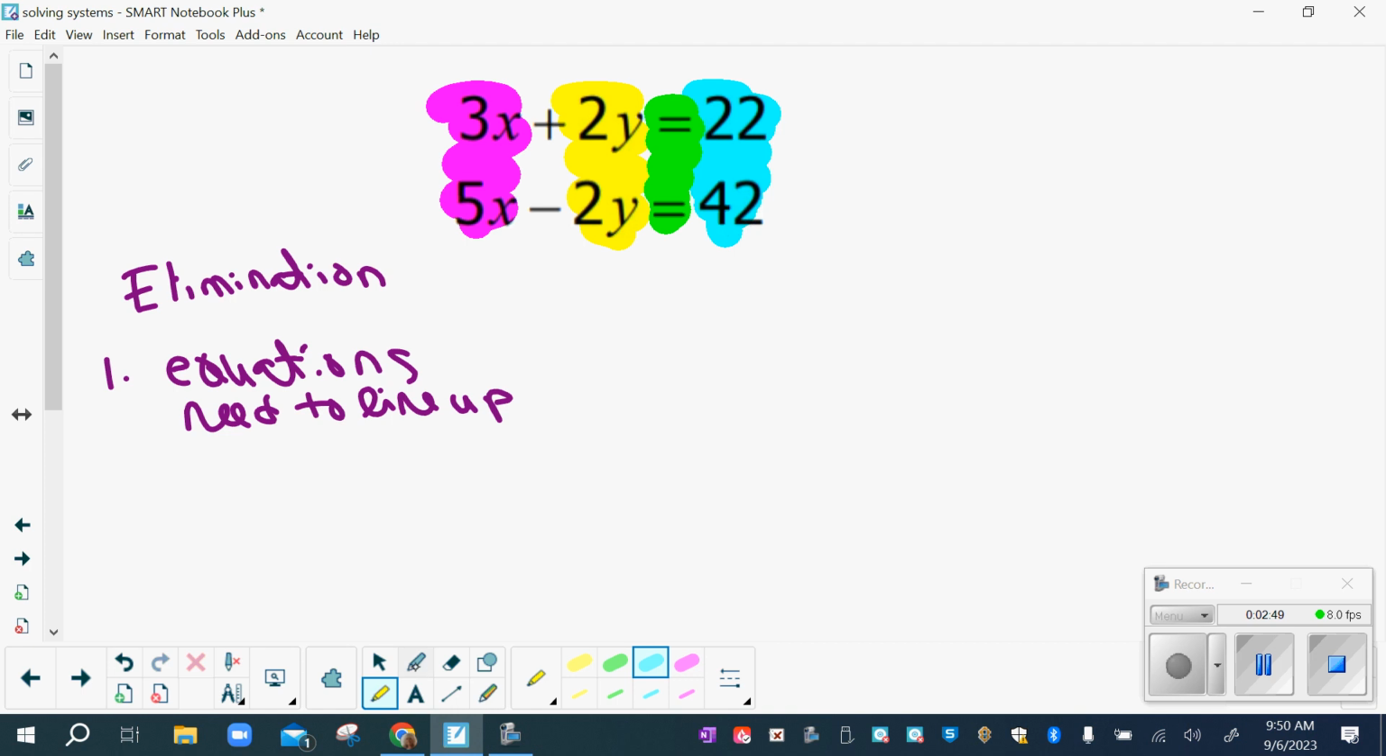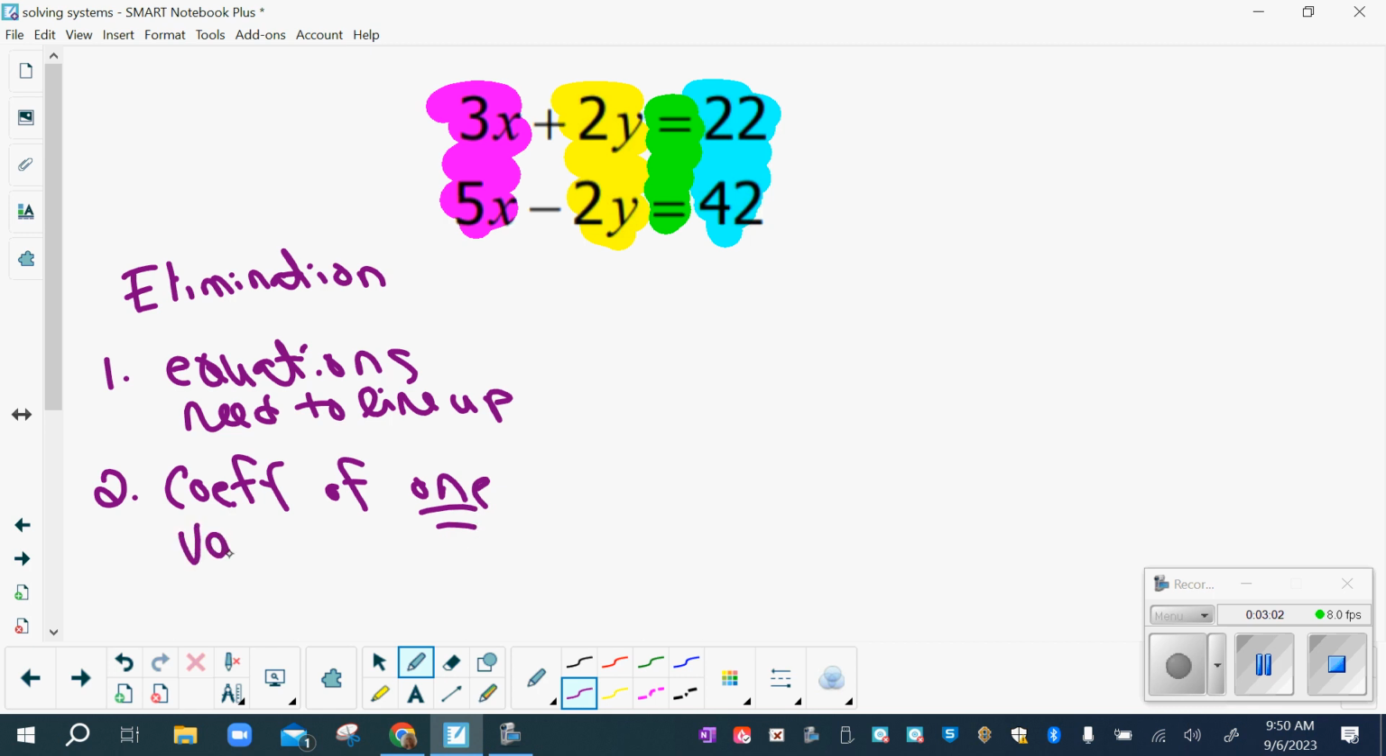The second thing that has to happen is the coefficient. That means the number in front. So the coefficient of one variable, that's a letter, needs to match. Let me tell you what I mean by that. That's a 3 and that's a 5. They don't match. That's a 2 and that's a 2. They do match. I like that.